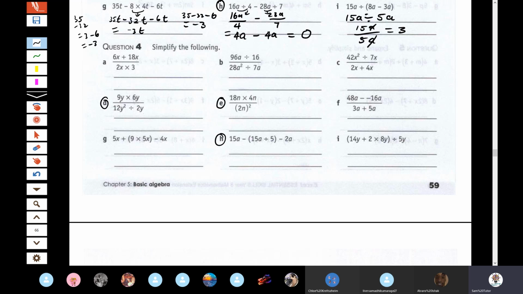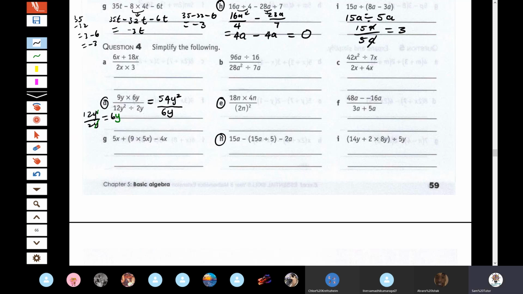So 9y times 6y. 9 times 6 is 54. y times y is y squared, over 12. Well, if you couldn't do this horizontally, then just write it on the side vertically like this. Work it out. 12 divided by 2 is 6. Y squared and y, the 2 cancels out, the y cancels out. You've still got a y in the numerator. So that becomes 6y.